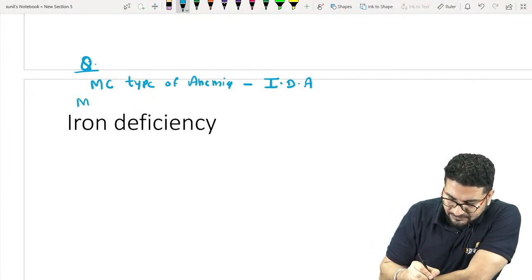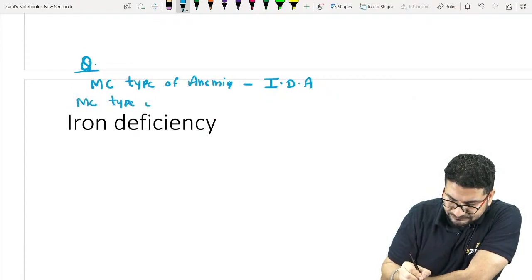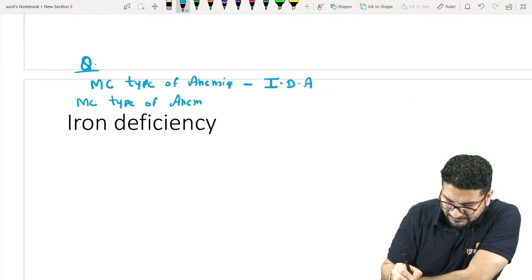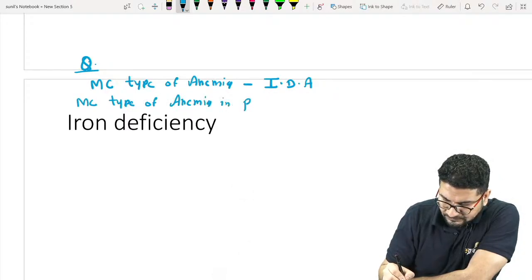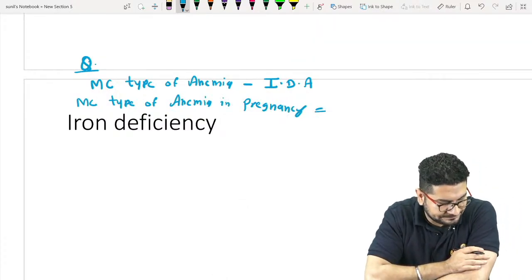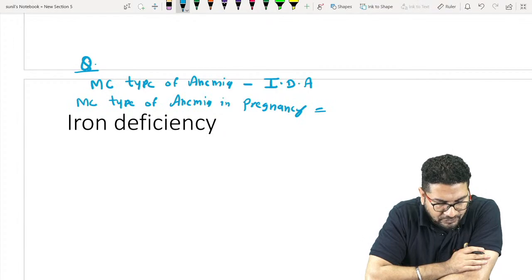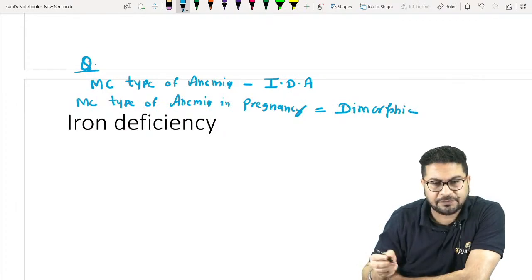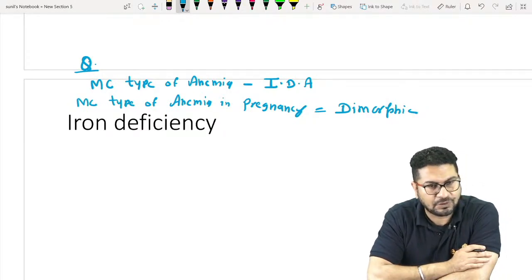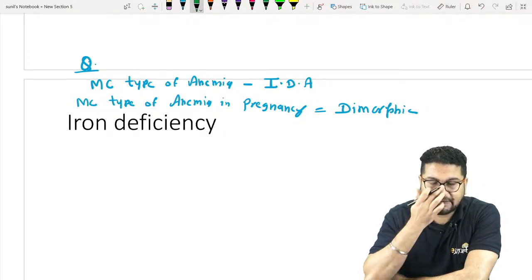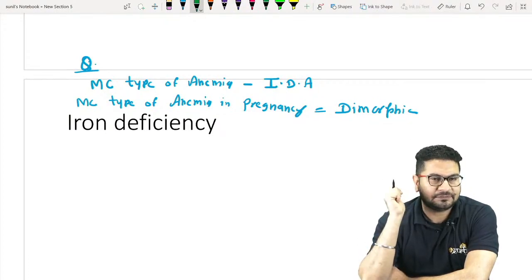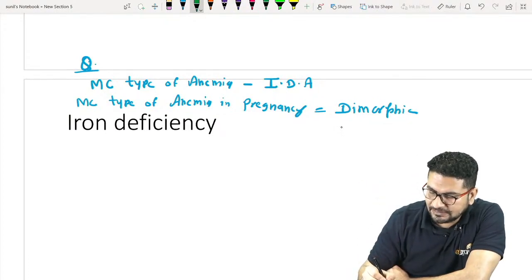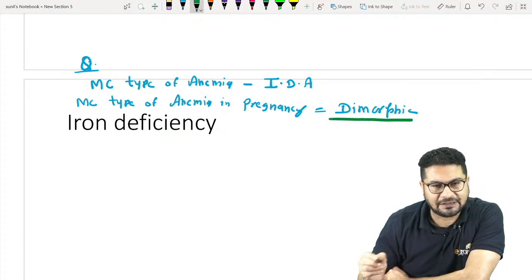If I ask you another question, most common type of anemia in pregnancy, what will be your answer? Tell me, Dharmesh, which is more common in pregnancy? The answer for this question is dimorphic anemia. Dimorphic means both iron and folate. In pregnancy, we give folate supplement to the mother.